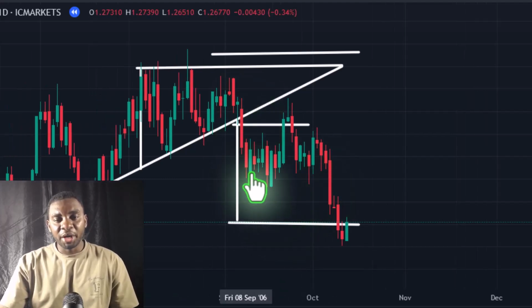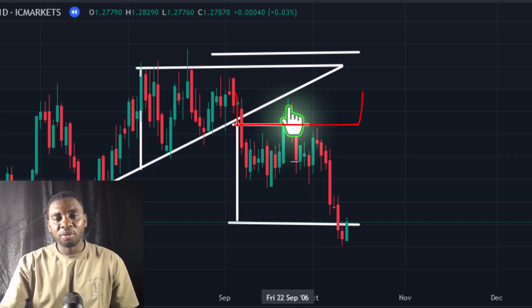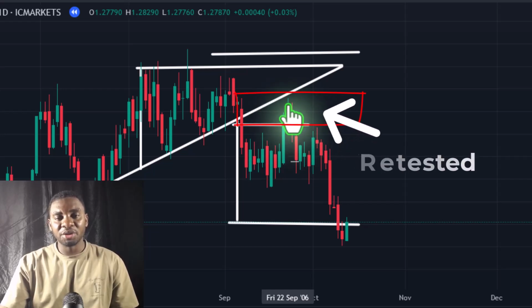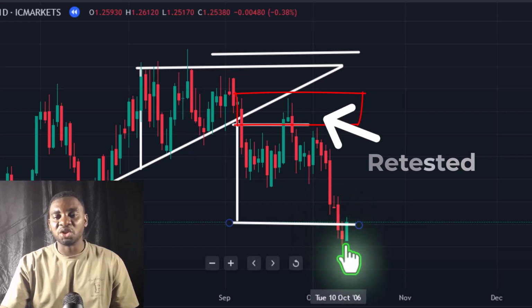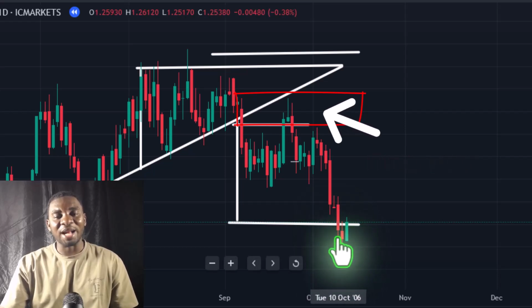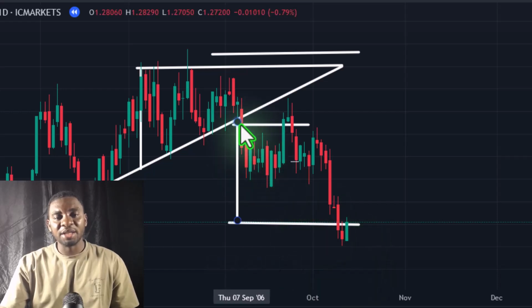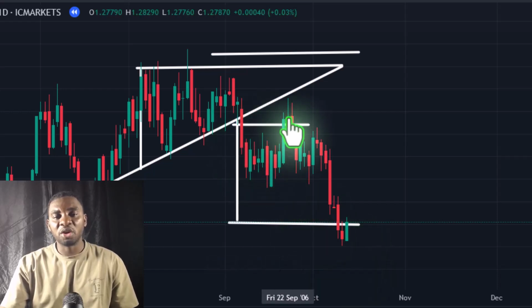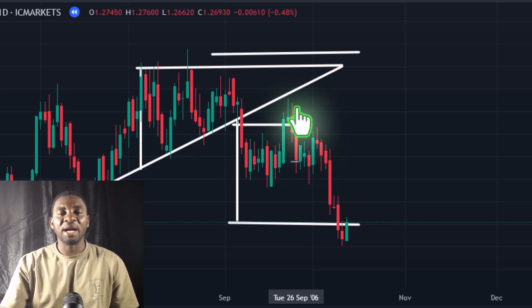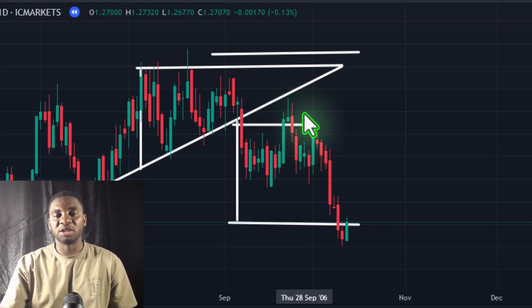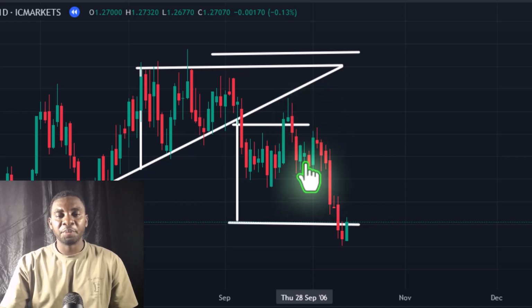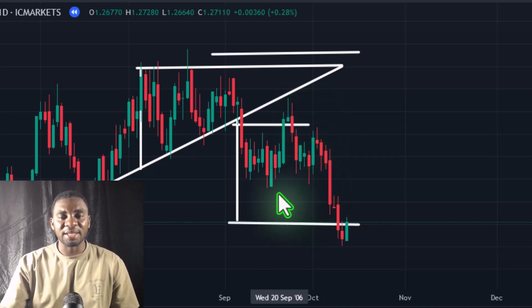So after the breakout, price rallied up, retested the breakout point, and after that it was a wash through until our target was hit. So if you do not enter at this point, price gives you a second opportunity, and most times it is good for you to wait for a retest. When you enter at a retest, it gives you more confidence. So this is how you trade an ascending triangular pattern.